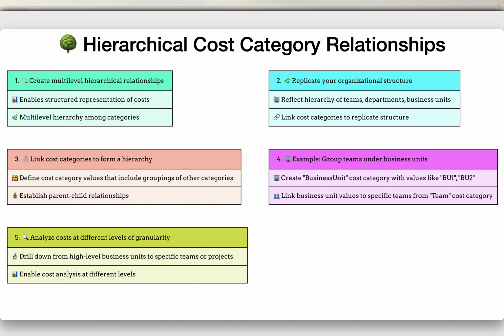Hierarchical cost categories enable cost analysis at different levels of granularity so that you can drill down from high level business units to specific teams or projects.